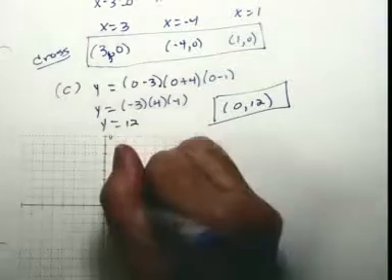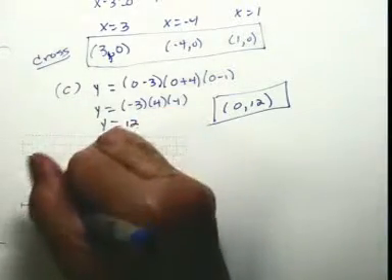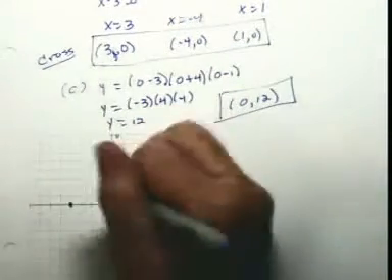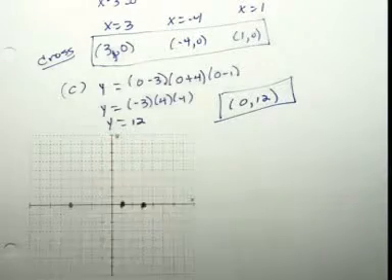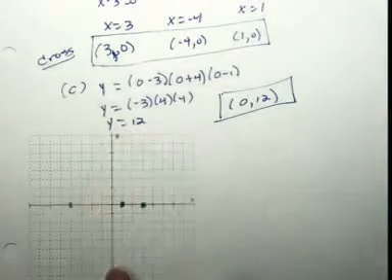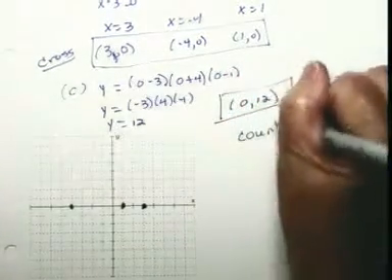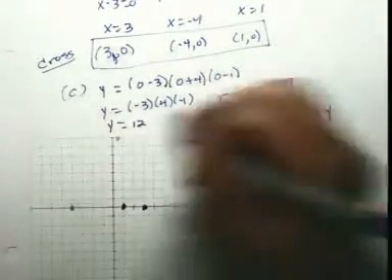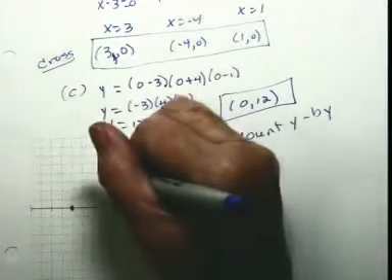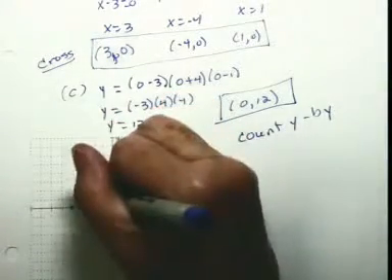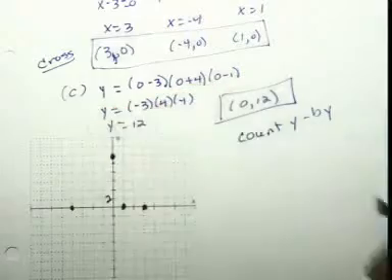So I have 3, 0, negative 4, 0, and 1, 0. Now, if I don't want to count up to 12, I can count on the x-axis, on the y. You can count by 2 or 3 or 4. 2, 4, 6, 8, 10, 12. But just put at least one label here.